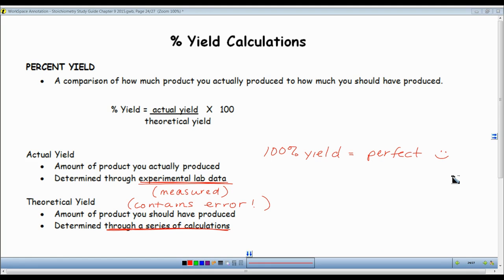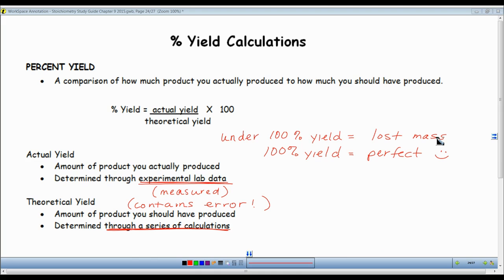If not 100, maybe you're a little bit under 100% yield. Means that somehow you lost mass. So my actual was less than my theoretical. Maybe we spilled some of our precipitate. We didn't get it all in the filter paper. Maybe we didn't wash out our beaker or our stirring rod. Maybe we spilled some of the precipitate on the table. Something along those lines, that you just didn't collect everything that you should have.